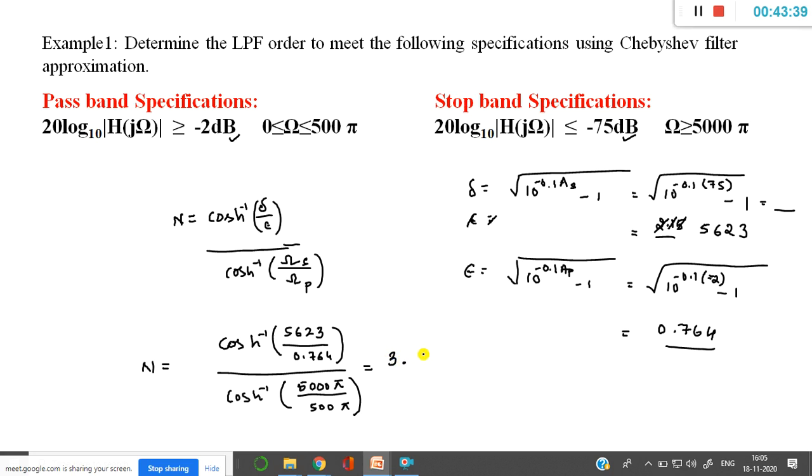So the value of n is somewhere around 3.21, and I am going to take it as 4. This is difficult for me to make you understand because in the previous example also, using Butterworth, we got n equal to 4 itself, right? Since it depends on the lesser value of passband frequency and stop band frequency.